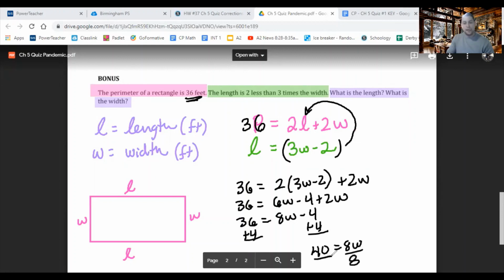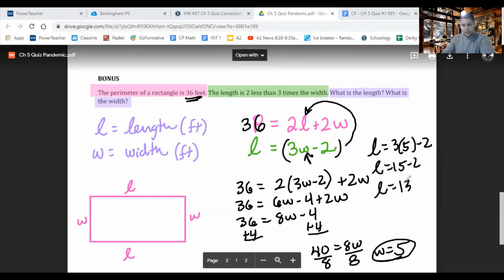And when we divide by 8, we get W is equal to 5. So the width is 5. Now if the width is 5, we'll plug that in for W right there. And we'll get the length is 3 times 5 minus 2, or the length is 15 minus 2. The length is 13. So the length is 13 and the width is 5, and that is your bonus right there.